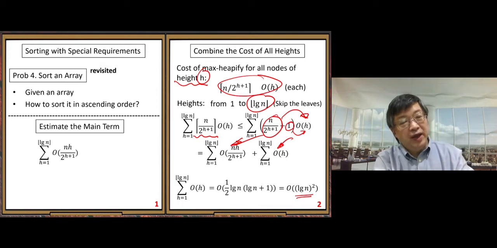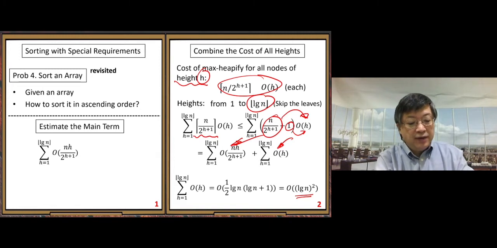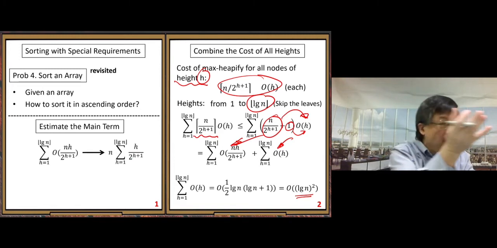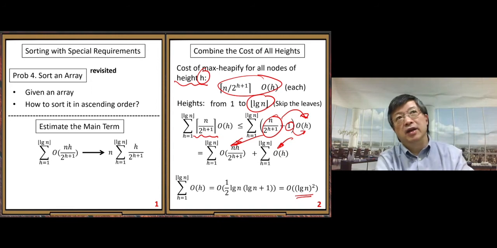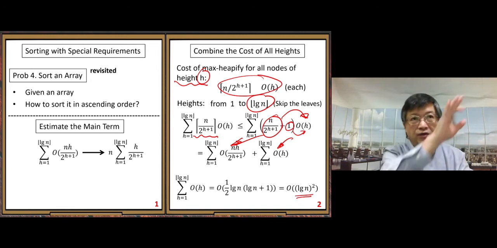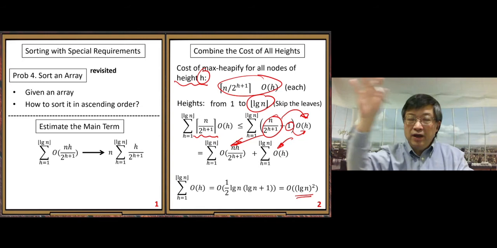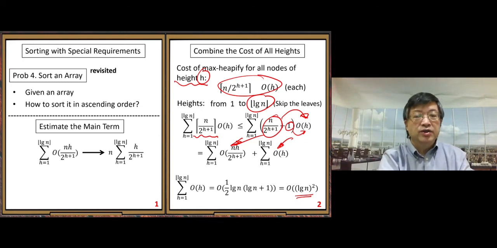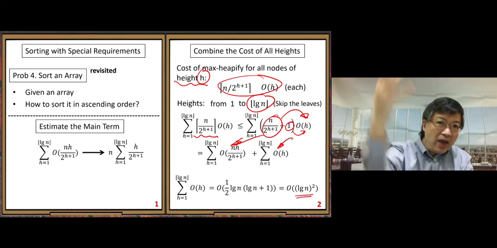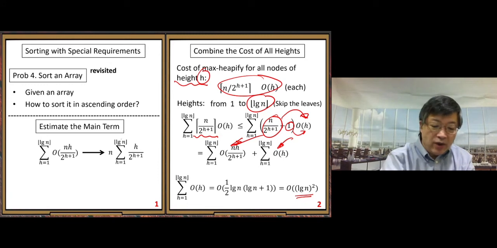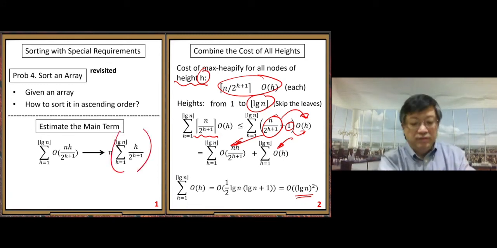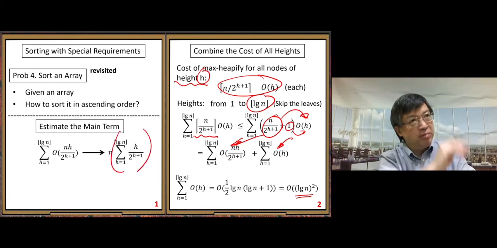This summation. For this summation, you can see that we can take that n out, because that's the common factor of all the terms. So we only need to consider that summation part.